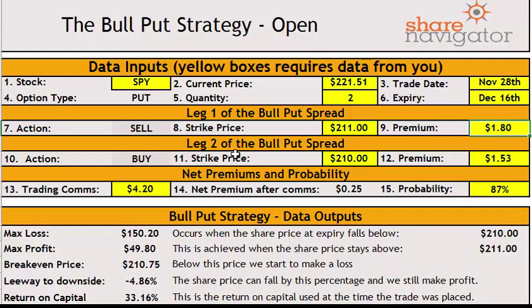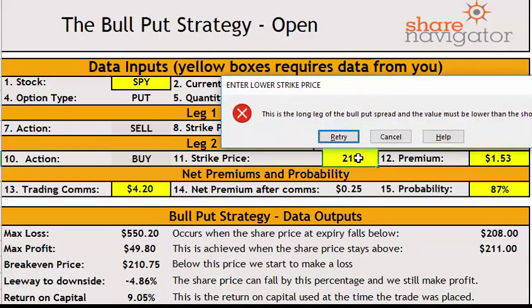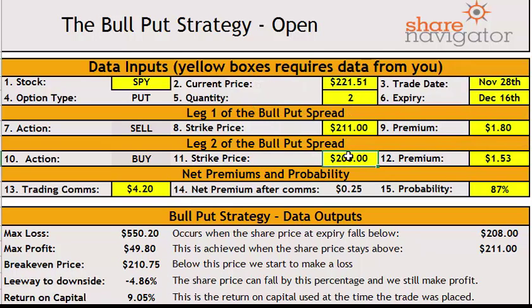The second leg of the trade is we're buying the put option at a strike price underneath our short put. So our action here is to buy, and the strike price is $1 underneath, which is 210. We could use 208. It depends what bull put spread you're doing. But watch what happens when we try to put in a higher strike price here. We're going to get a warning from the system saying you need to enter a lower strike, because the second leg of the trade, the long put, always has to be lower than the short put strike price. So we're going to leave it at 210, and the premium we paid out was 153 in order to buy that particular put option.